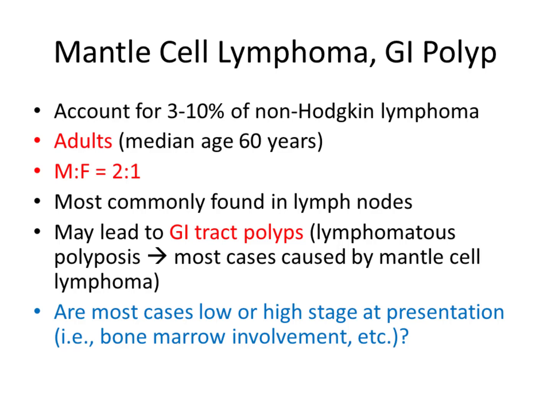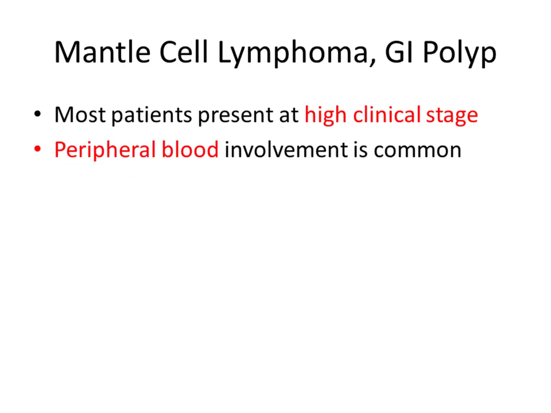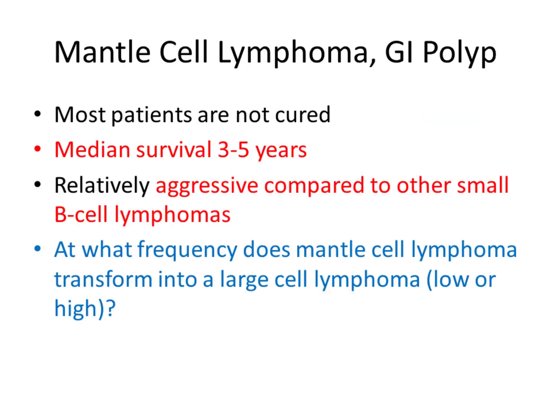Now for a question. Are most cases low or high stage at presentation? Most patients present at high clinical stage. Peripheral blood involvement is common. Mantle cell lymphoma is an aggressive disease. Most patients are not cured. The median survival is 3 to 5 years. These tumors are relatively aggressive compared to other small B-cell lymphomas.